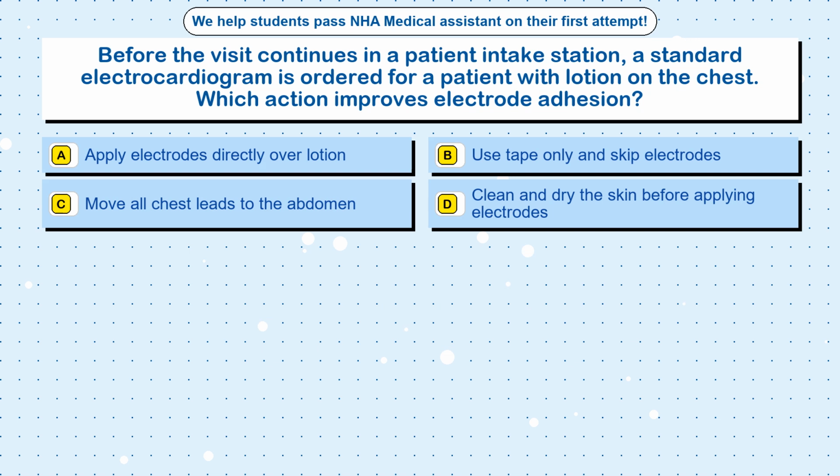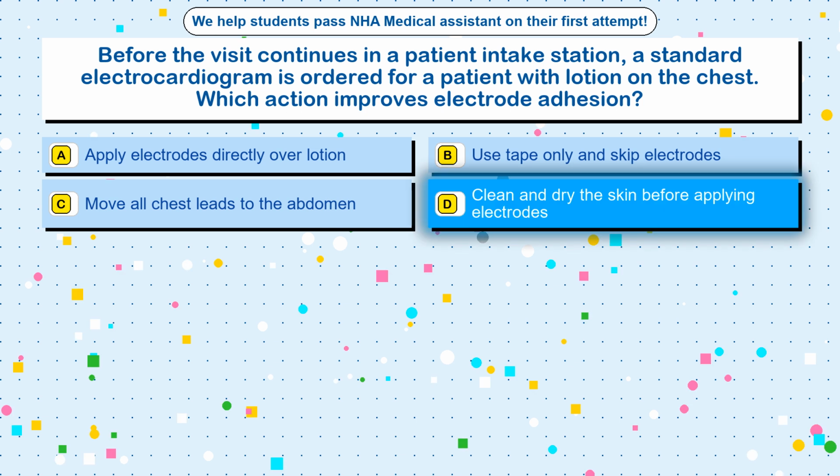Question 1. Before the visit continues in a patient intake station, a standard electrocardiogram is ordered for a patient with lotion on the chest. Which action improves electrode adhesion? Option A. Apply electrodes directly over lotion. Option B. Use tape only and skip electrodes. Option C. Move all chest leads to the abdomen. Option D. Clean and dry the skin before applying electrodes.